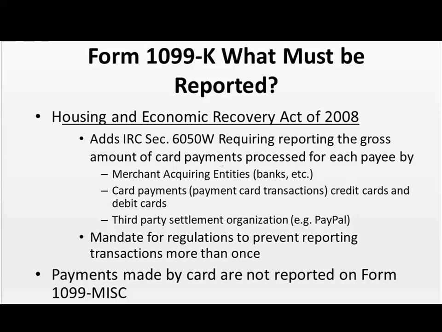Included in 6050W was a mandate for regulations to prevent duplicate reporting. And what that basically says is that payments made by card are not reported on Form 1099 miscellaneous. So, for example, if you call in a plumber, and the plumber is a reportable entity, and the bill is more than $600, and you pay by card, the merchant acquiring entity is going to report that payment to the plumber on a 1099-K, and there's no need for you to issue a 1099 miscellaneous.